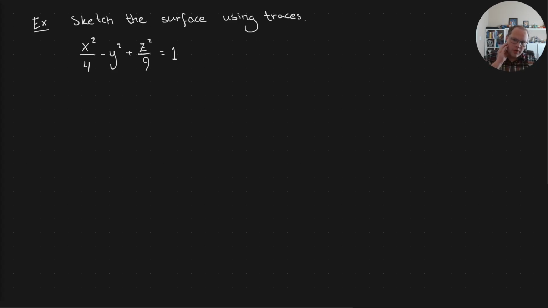Let's take a look at another example. We have here the equation of some quadric surface. In this case, we don't know what this surface looks like. Unless you're really familiar with quadric surfaces, you don't know what this equation is going to give you. So let's plot some traces, and then maybe we'll have an idea of what we're working with.